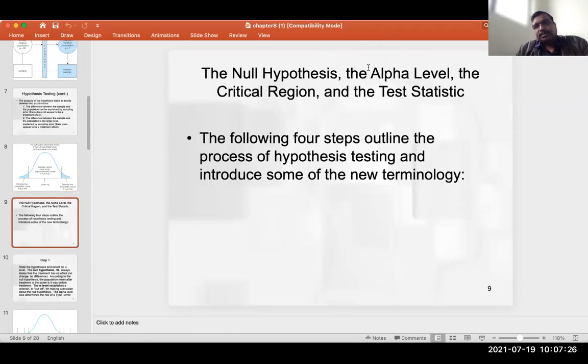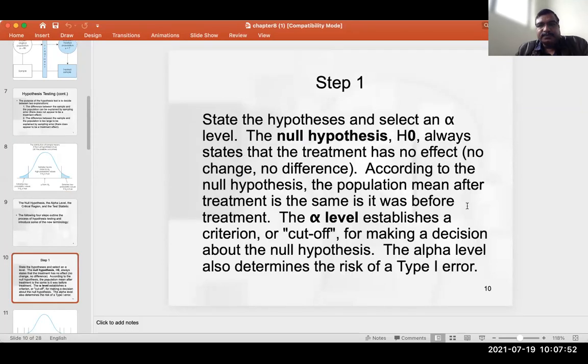so there should be the alpha level, the critical region, and the test statistic. For each type of distribution, we have a different type of test statistic. There is some formula, and on the basis of that we calculate it. So we are going to follow the four-step process for how to perform hypothesis testing. The first step is to state the hypothesis and select an alpha value.